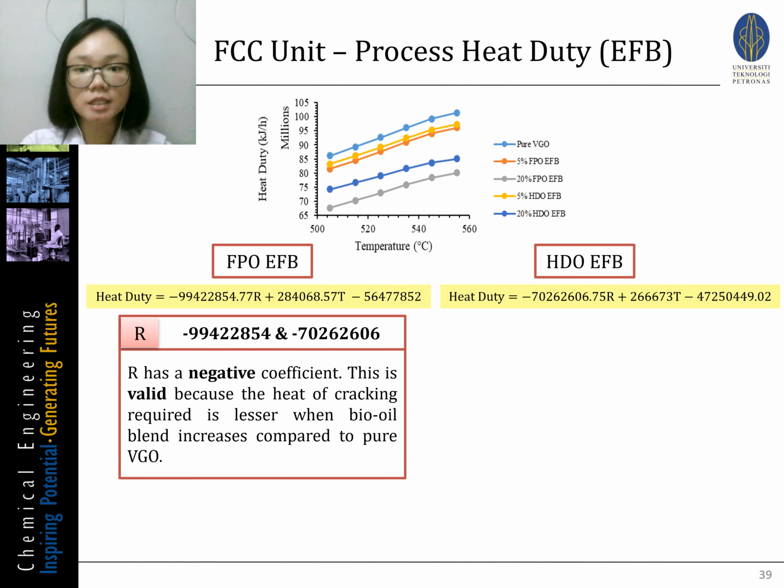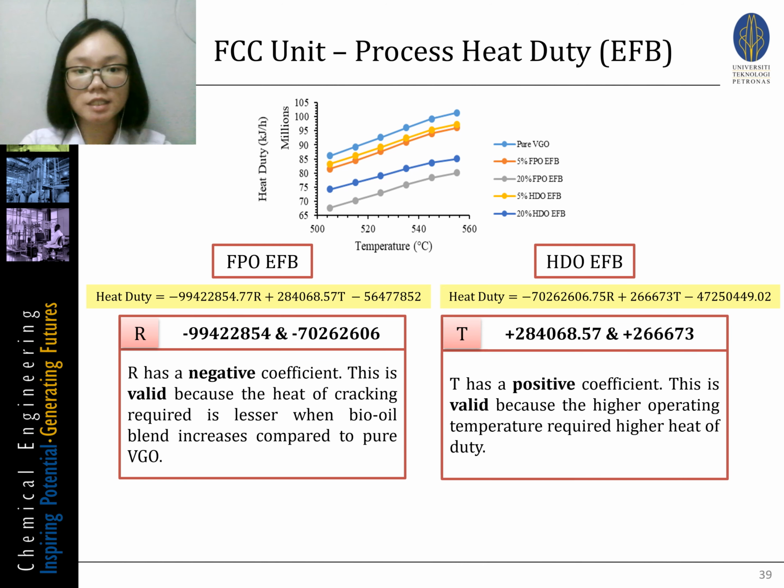a negative coefficient, and this is valid because heat of cracking required is lesser when the barrel oil blend increases compared to the pure VGO. Next is the T variable. It has a positive coefficient, and this is also valid as higher operating temperature requires higher heat duty.